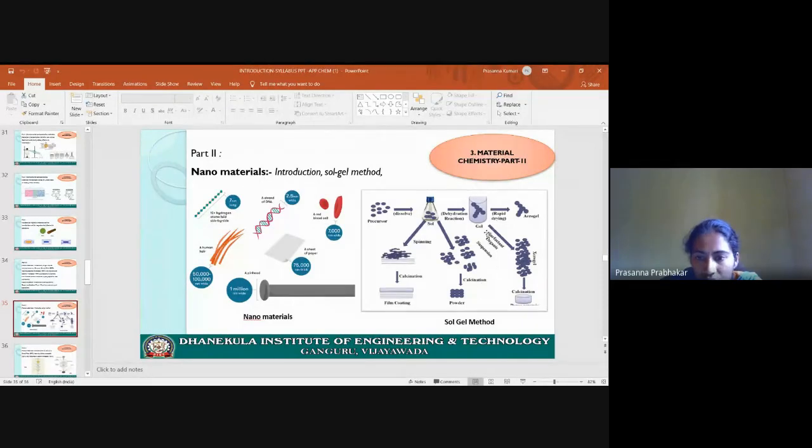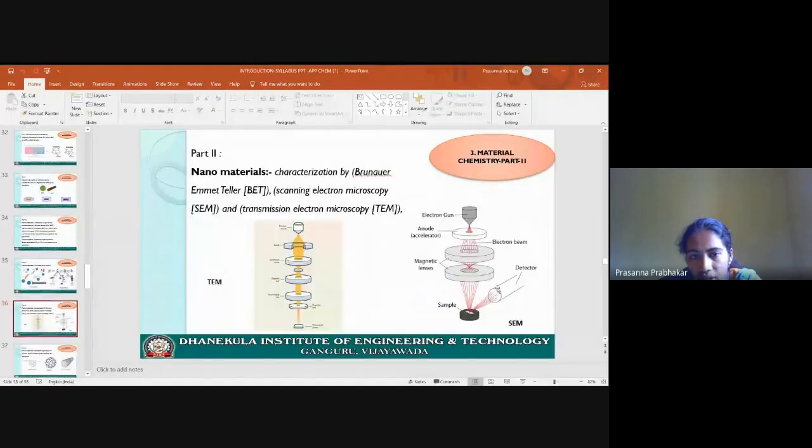Next, this is the sol-gel method. This sol-gel method is useful for preparing nanomaterials. This method will be clearly explained in further classes using some steps. So this is the introduction and examples of nanomaterials, and this is how to prepare nanomaterials by using the sol-gel method. So this is the introduction, and this is the preparation.